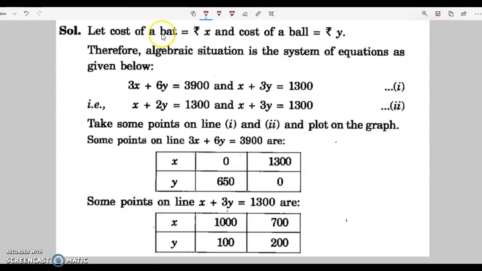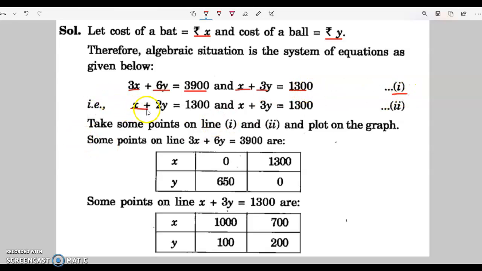So for that, let us take the cost of a bat to be rupees x and the cost of a ball to be rupees y. So from this we derive the equations given below: 3x plus 6y equals 3,900 and x plus 3y equals 1,300. This is equation 1.